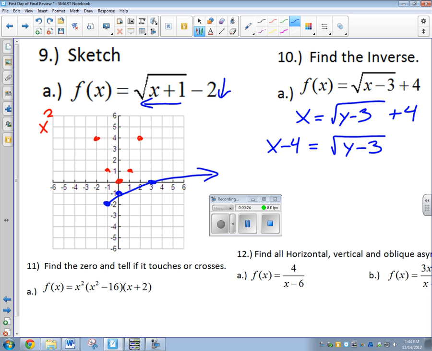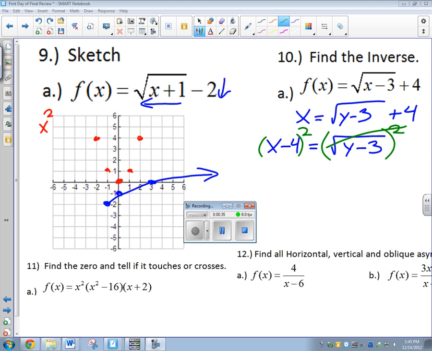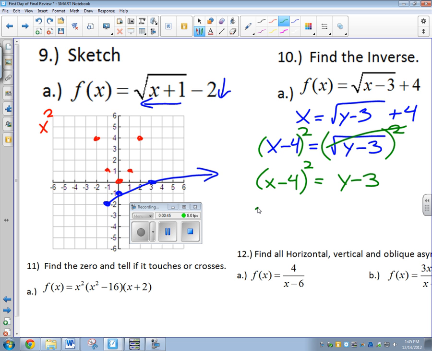Square it. Good. I'm going to square it. It is square rooted, so I'm going to square it. That means I need to put this side in parentheses to square it, and that side is going to cancel out the square root. So then I have x minus 4 squared equals y minus 3. And then all I need to do is add that 3 over. So it's going to be the square of x minus 4, plus 3, is y.